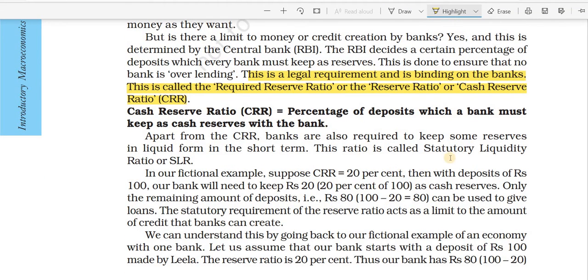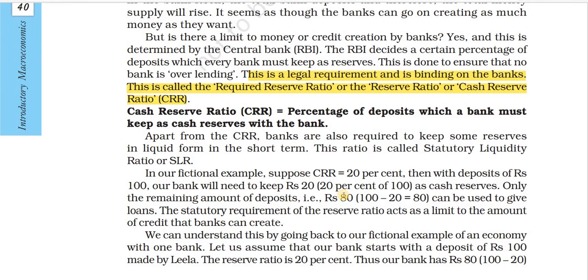Here is one example. Suppose CRR is 20% with a deposit of 100 rupees. Then the bank will need to keep 20 rupees as cash reserves. Only the remaining 80 rupees can be used to give as loan. So if the bank has 100 rupees and CRR is 20%, it keeps 20 rupees with itself and can provide 80 rupees as loan.